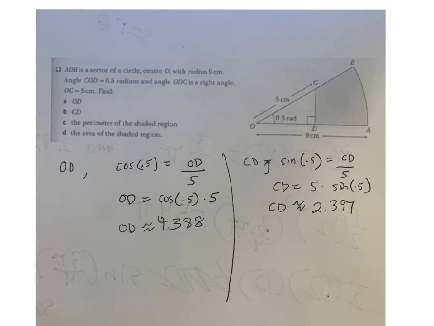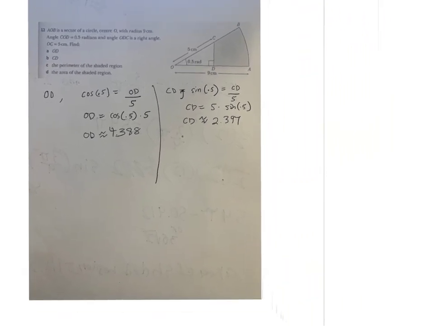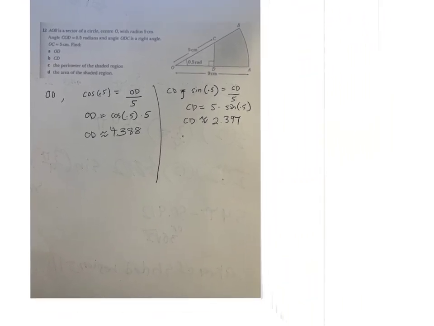Okay, that's CD. Now we did A and B, so let's slide this stuff up here. We'll make it a little smaller maybe so we can see. And let's go with finding, what do we need now? The perimeter of the shaded region. So the perimeter, I'm going to write over here. Perimeter of the shaded region.